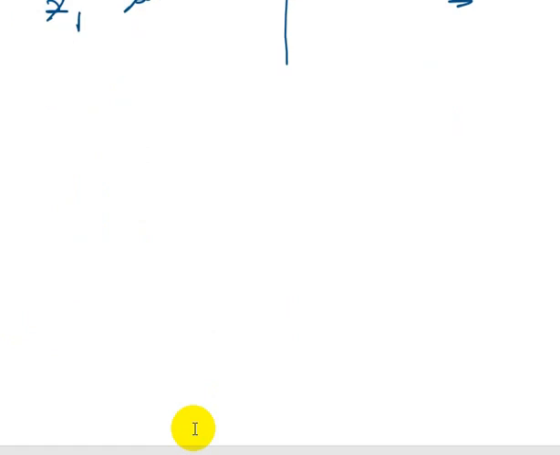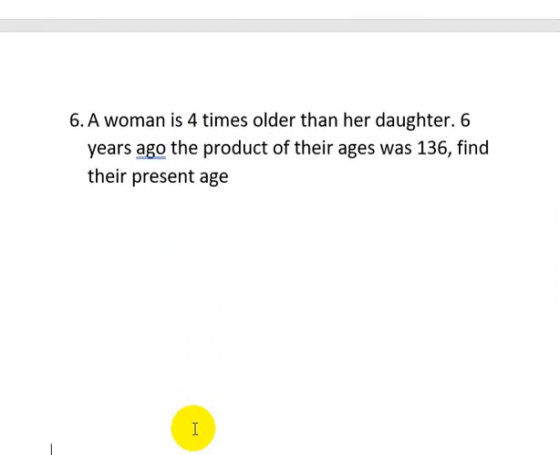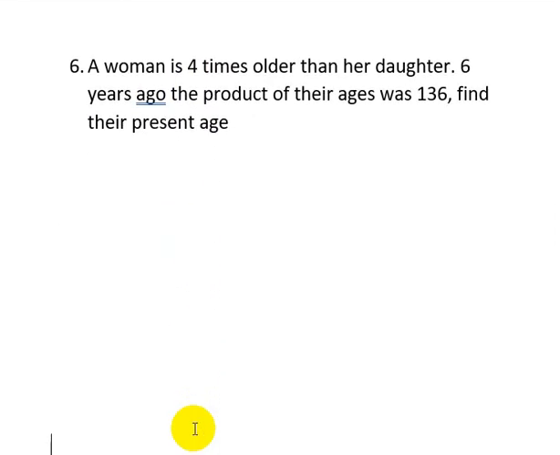Now question 6 says that a woman is 4 times older than her daughter. 6 years ago, the product of their ages was 136. Find their present ages. Another interesting one. You see, math is such that we have to understand what the question is saying. If we understand the question, that is all we need.